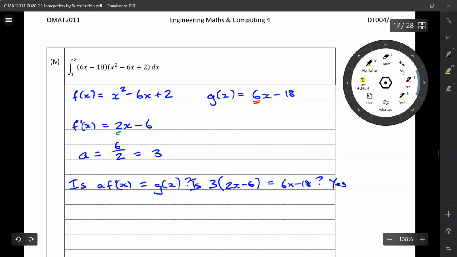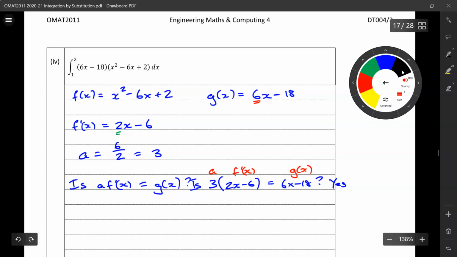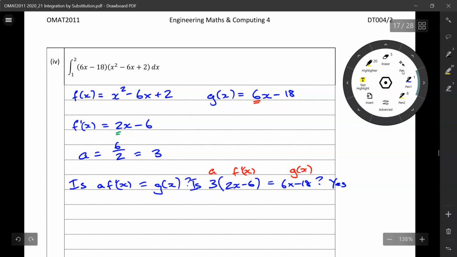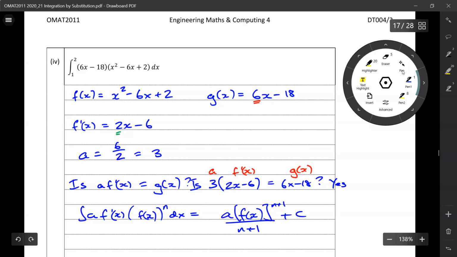So if we look at it here, that's the first derivative of f at x, and that's the second function in the product, g of x. If that condition is true, that means we can use our formula, and our formula says the integral of a times f prime of x times f of x to the power of n, dx, is equal to a times f of x to the power of n plus 1, divided by the raised power n plus 1.